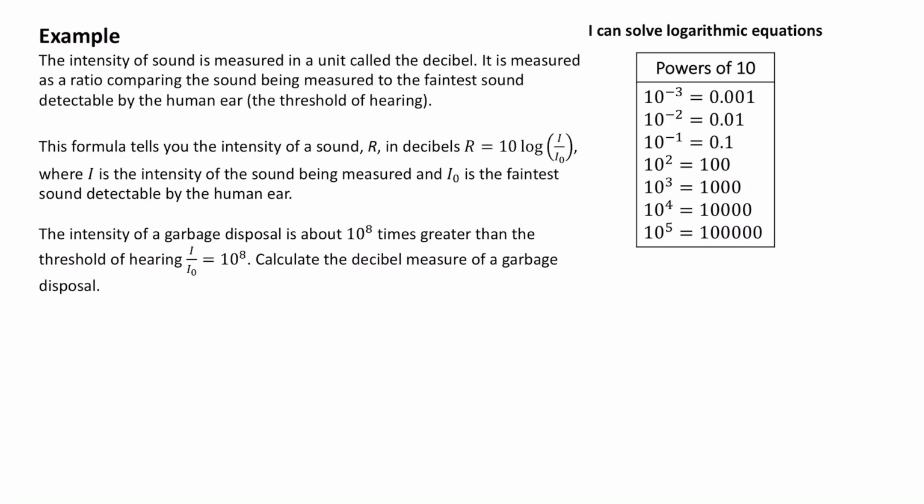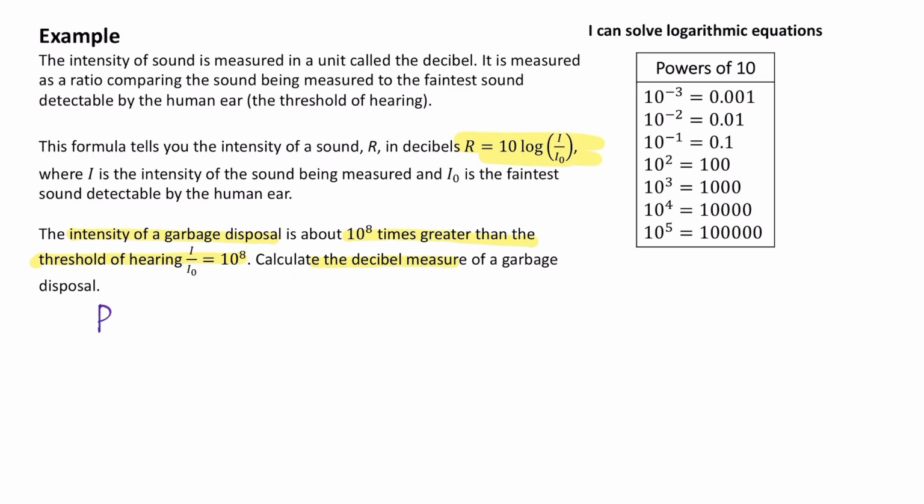So let's use the same formula and the same relationship to figure out the sound of a garbage disposal. It says the intensity of a garbage disposal is about 10 to the 8th times greater than the threshold of hearing. So let's calculate the decibel measure. We're going to use the same formula, but we're just figuring out the sound of a garbage disposal.